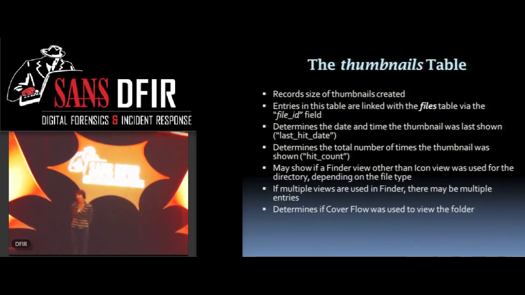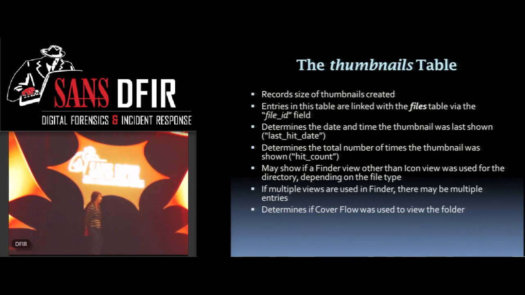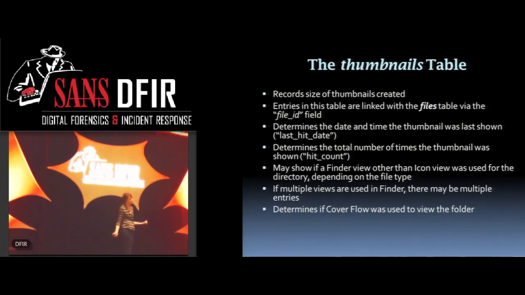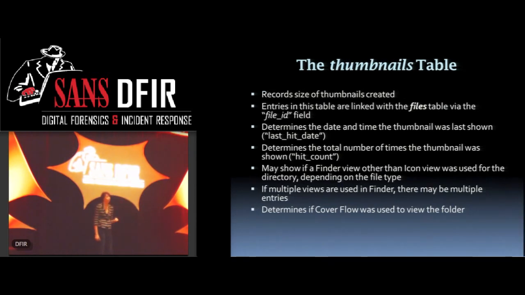The second table we're going to look at is the thumbnails table. The thumbnails table is going to record the size of the thumbnails generated, which may indicate to us which Finder view they were using. There's an entry in this table that lets us link into the file ID information. It also has the last hit date, so the last time that the thumbnail was viewed. That could be useful, right? It says, hey, I haven't opened that folder in 3 years, and here's your last hit date of last week. It also has the total number of times the thumbnail was shown, a hit count. If there are multiple entries, we can possibly see if multiple Finder views were used. We can definitely see if cover flow was used.